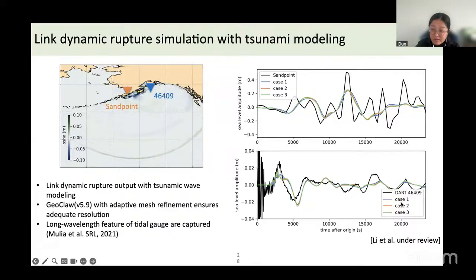and this is for the DART station. We capture the arrival of the first peak and the amplitude of this one.